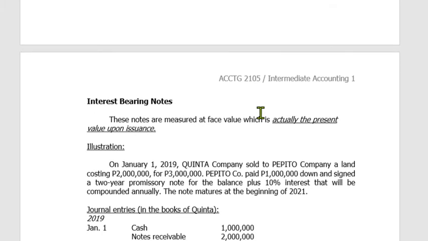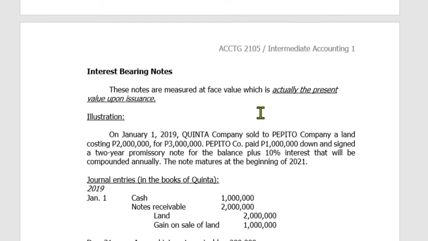So, dito tayo sa interest-bearing note. As the word imply, merong this incurs interest or this earns interest kung ikaw yung nagpautang. So, these are measured at face value, which is actually the present value upon issuance. So, later, ma-identify natin bakit sinasabing it is actually the present value upon issuance. Kasi kapag na-receive mo yung note receivable, yung promissory note mo ngayon, for interest-bearing note, kung magkano yan at face, yun na rin ang kanyang present value upon issuance.